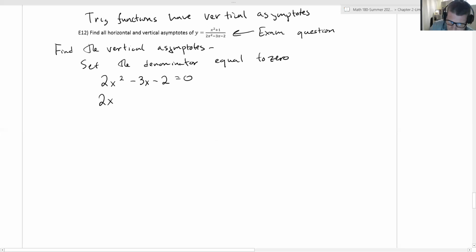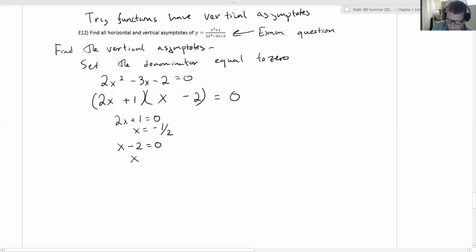Yeah, so we got 2x, right? Let me do this myself. We're going to have 2x minus 2, this would be plus 1, and then this is x minus 2, and that'll equal 0. All right? So then 2x plus 1 equals 0, so x equals negative 1/2. And then we'll have x minus 2 equals 0, so x equals 2. Great.